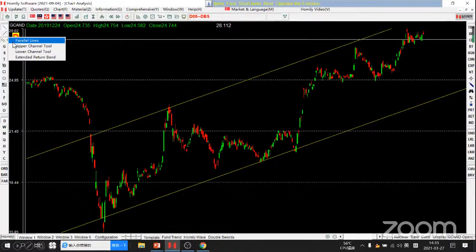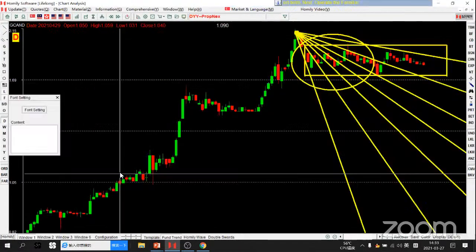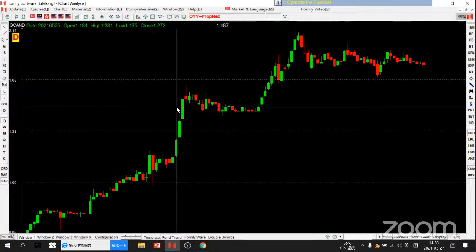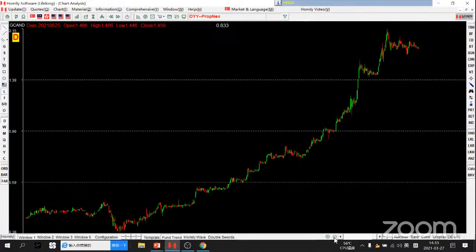Firstly, why do you need to draw a parallel line? This is a very important question. Should all shares have parallel lines drawn? Can all stocks draw parallel lines? Okay, let me show you. For example, any share.